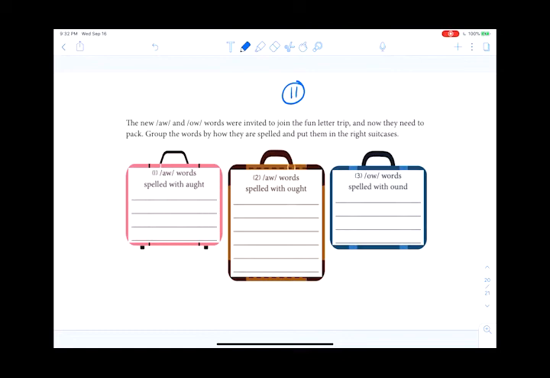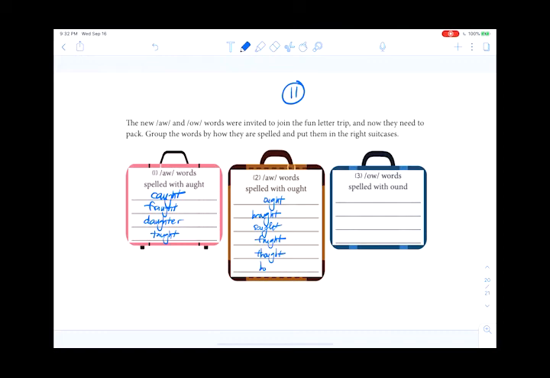All words spelled with aught are caught, fraught, daughter, and taught. All words spelled with o-u-g-h-t, ought, are ought, brought, sought, fought, thought, and bought.